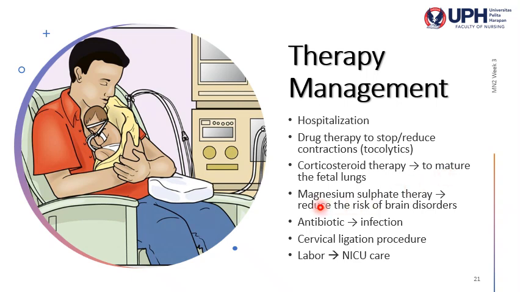And we can also do the magnesium sulfate therapy so that we can reduce the risk for brain disorder, as well as if there is any infection happening, then we administer antibiotics, as well as we do a cervical ligation procedure. So we tie up the cervix so it will last, and we try to not get the baby born before the baby has time. And if then we have to do labor, we have to make sure that the parents, the mother and the father, do understand about ICU care. And as you can see, this is the picture of the kangaroo care that can be performed by the father.